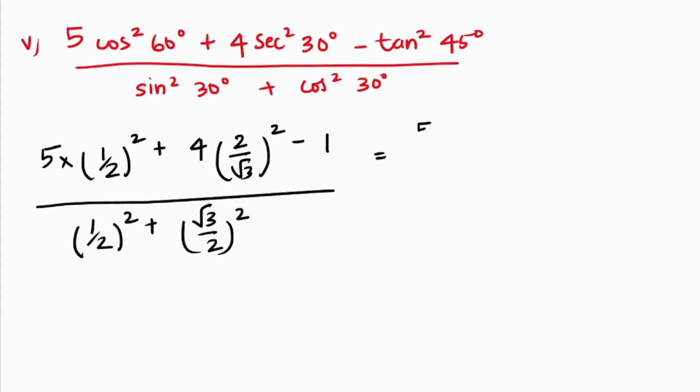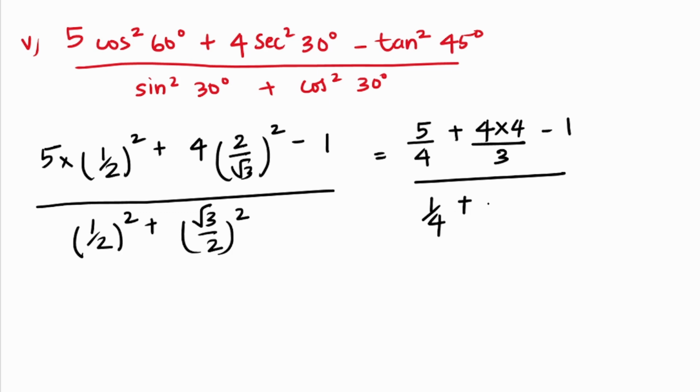So we'll be getting 5 into 1 by 2 whole square is 1 by 4. So we'll get 5 by 4 plus 4 into 2 square is 4. So it is 4 into 4, right? 4 into 4 divided by root 3 square is 3 minus 1 divided by 1 by 2 whole square is 1 by 4 plus root 3 by 2 whole square, root 3 whole square is 3 divided by 2 square is 4. So we'll be getting 1 by 4 plus 3 by 4.